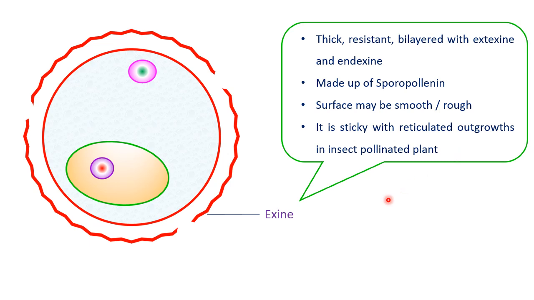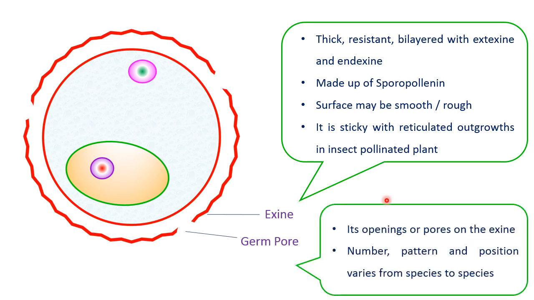Color of the exine varies from yellow to orange. But exine is not a continuous layer. Minute openings or pores on the exine are known as germ pores. Number, pattern and position vary from species to species, and therefore it is taxonomically important.